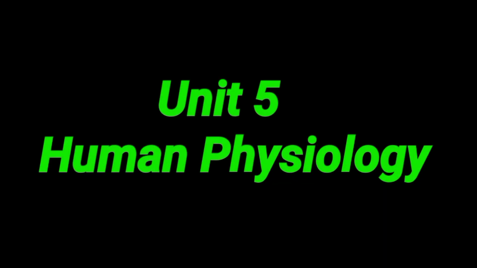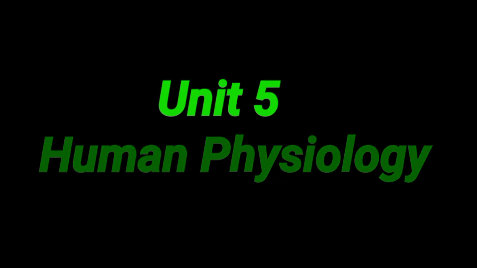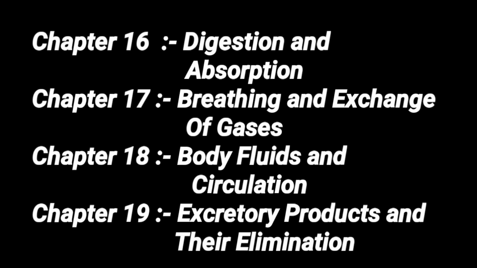Unit 5, Human Physiology. There are 7 chapters in this unit. Chapter 16, Digestion and Absorption. Chapter 17, Breathing and Exchange of Gases. Chapter 18, Body Fluids and Circulation. Chapter 19, Excretory Products and their elimination.